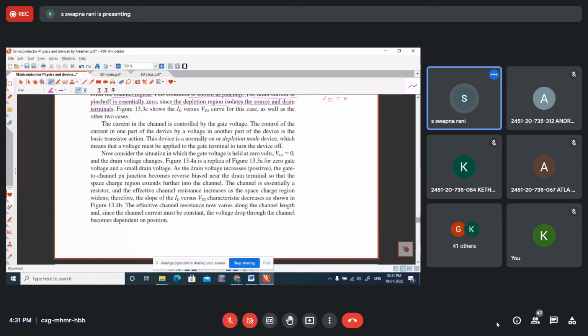We will quickly read out this para. For a zero gate voltage and a small drain voltage, when VGS is 0 and a small positive voltage is applied, the current ID and VDS increase linearly. So the curve is going to be like this, increasing linearly. As drain voltage increases, the gate to channel PN junction becomes reverse biased near the drain terminal, so that the space charge region extends further into the channel.